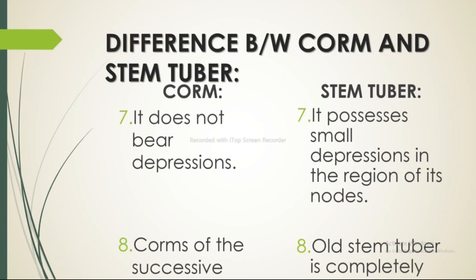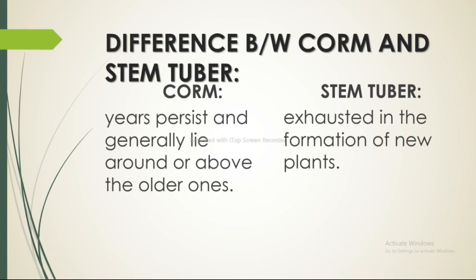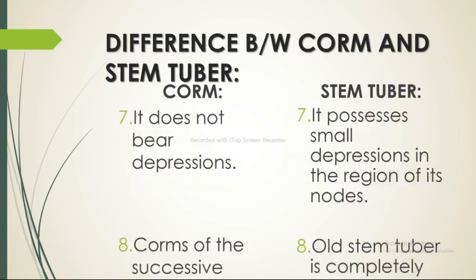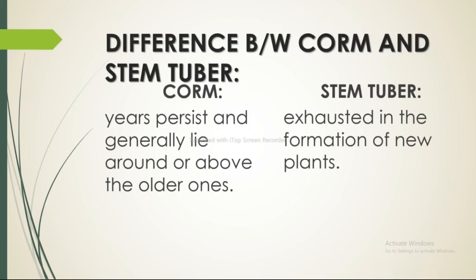Corm, the corms of the successive years persist and generally lie around or above the older ones. Stem tuber, the older stem tuber is completely exhausted in the formation of new plants.